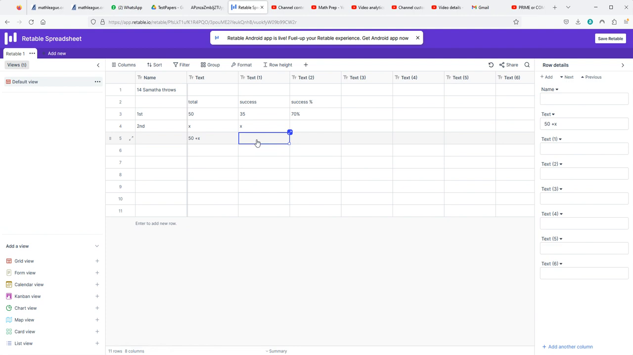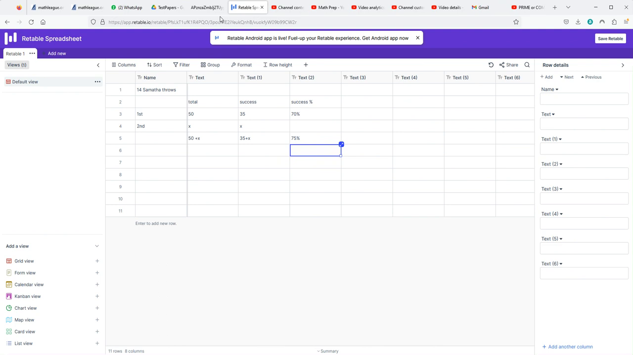And how many throws were successful? 35. Out of 50 plus X, 35 plus X were successful. And how much is the success rate here? Yes, 75. That's the success rate.